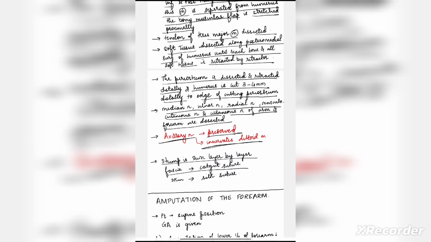The median nerve, ulnar nerve, radial nerve, musculocutaneous nerve and cutaneous nerves of the arm and forearm are dissected. The axillary nerve is preserved to innervate the deltoid muscle. The stump is sewn layer by layer, fascia by catgut suture and skin by silk suture.